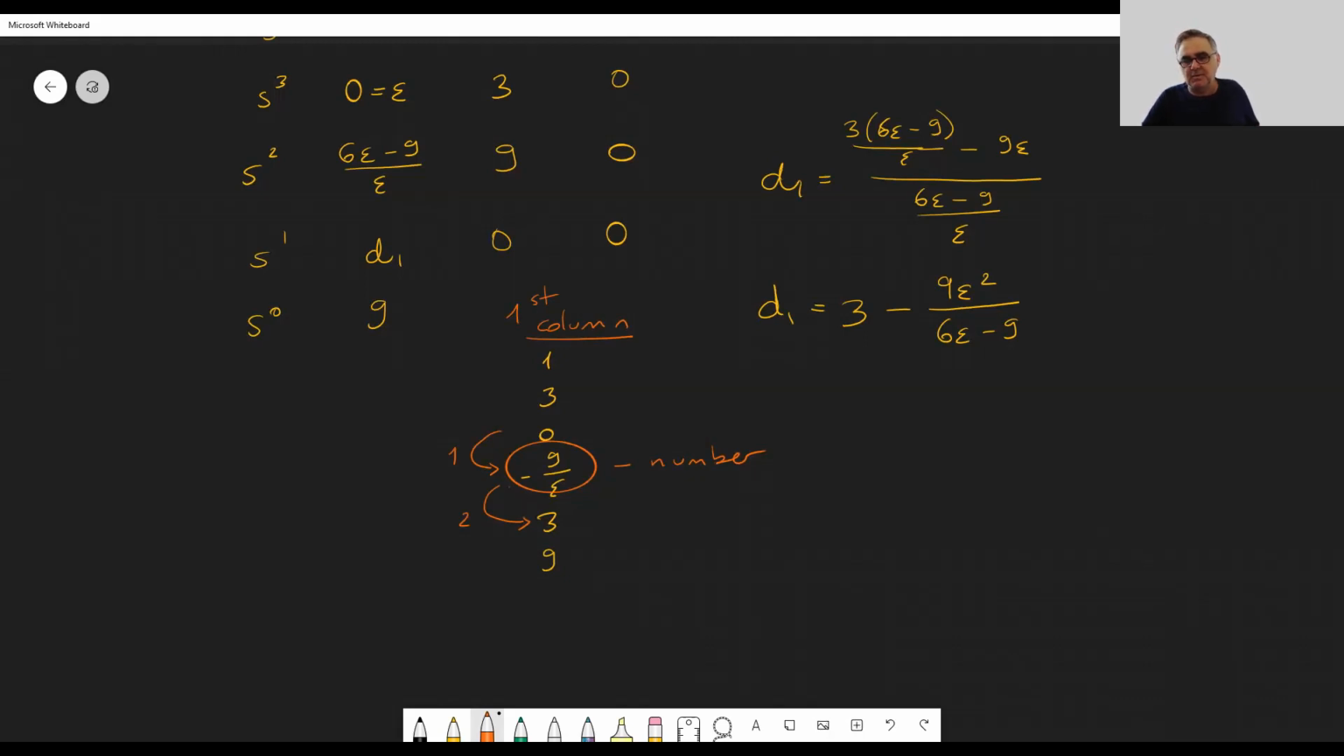Okay. It is a negative number. Well, it is negative, definitely, because it's minus 9 over epsilon, and epsilon is not negative, it is 0. Actually, we should not be doing it, but this is how this thing works.